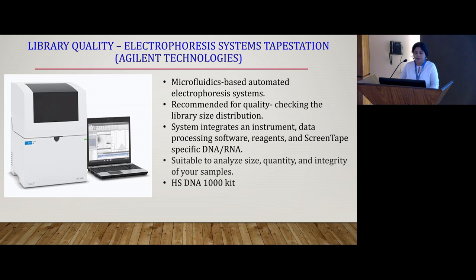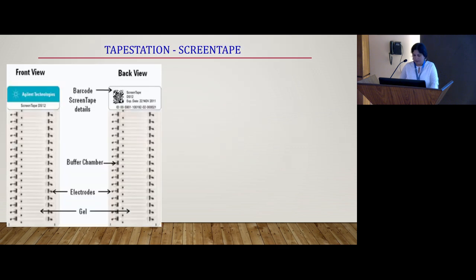The TapeStation system integrates an instrument, data processing software, reagents and a ScreenTape that is specific for your DNA and RNA test. It is suitable to analyze the size, quantity and integrity of your sample. The High Sensitivity DNA kit is recommended.